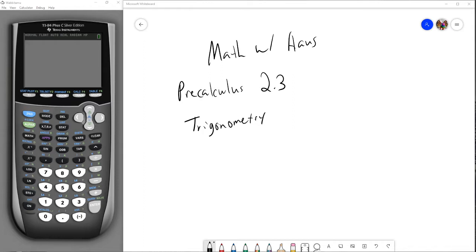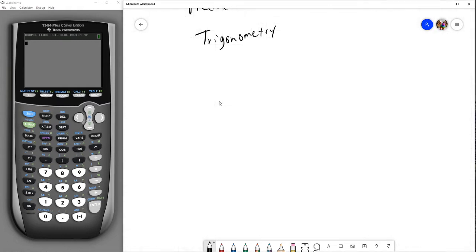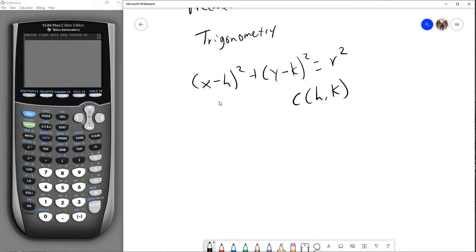And today, I would like to talk about solving systems of equations involving circles. So, we talked about how circles have a general form. Here's our equation of a circle. So we know that for this circle, the center is going to be at the point (h, k), and we have a radius equal to r.